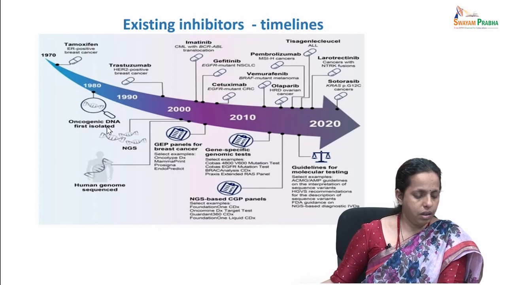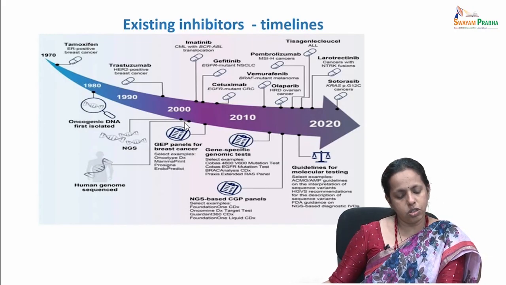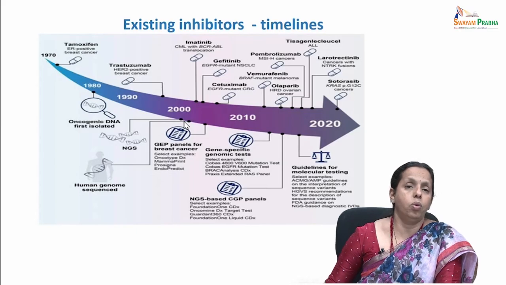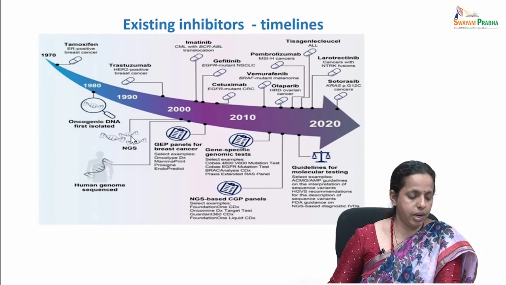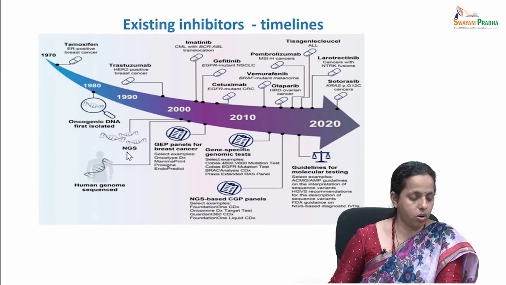you have the oncogenic DNA which is isolated. This is again very important. Then from 2000, this is when I was mentioning 2001, when the whole genomic sequencing was completed. NGS became a very important tool for your precision oncology.